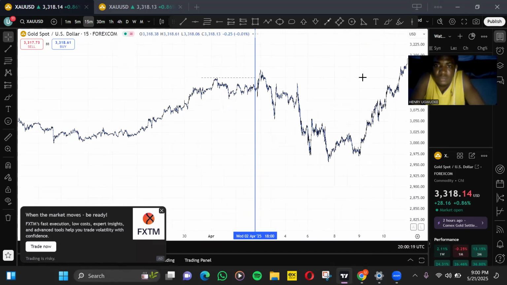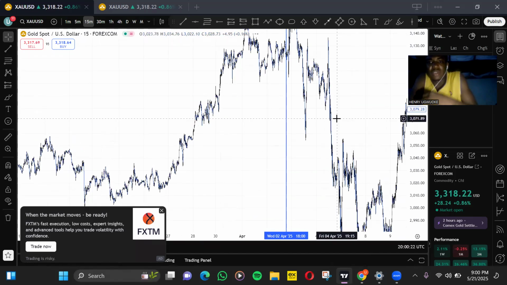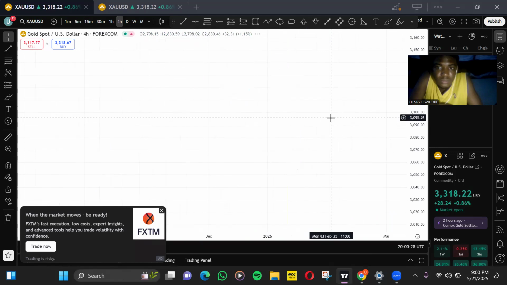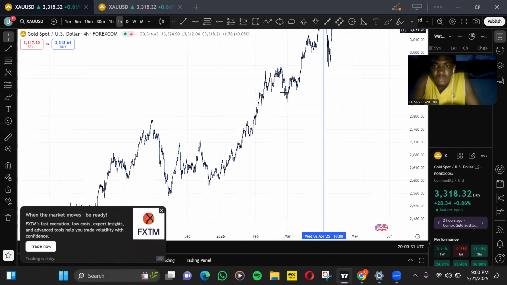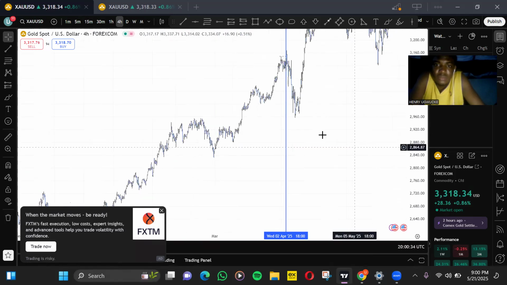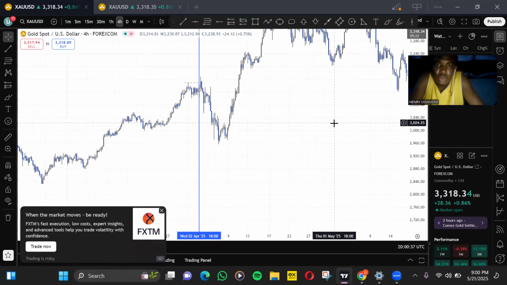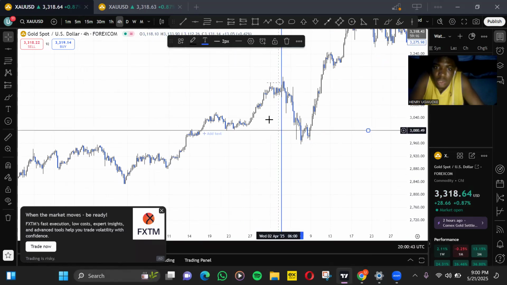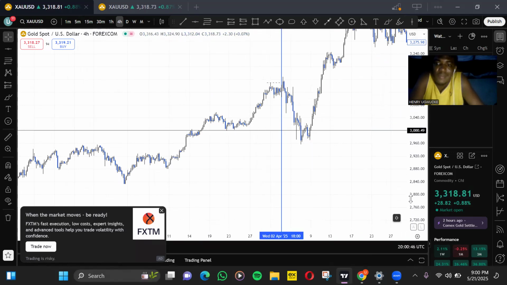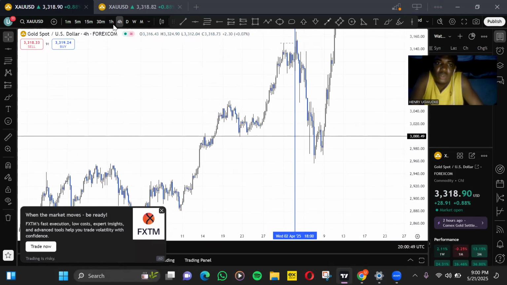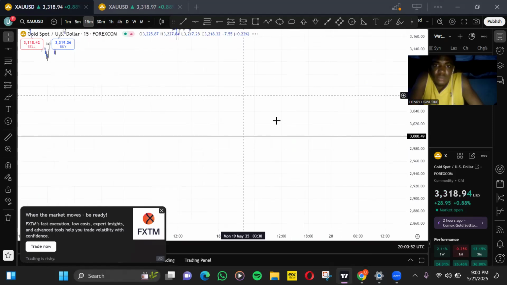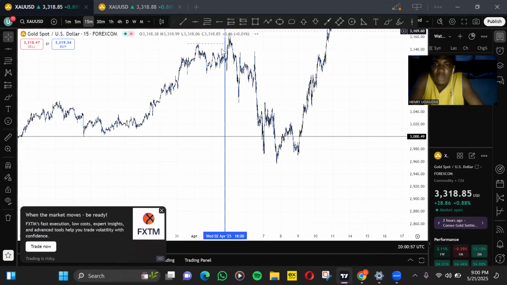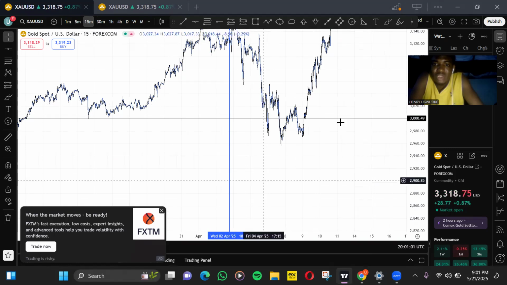So now we know the bias. The bias is sales. So we'll be looking for sales until market gets to this support zone. So now we are trading based off of bias to this support zone. You can call it another block, but I'll put it in the word support zone. So we'll be looking for sales probably until market gets to this support zone. That's when we can now change bias.